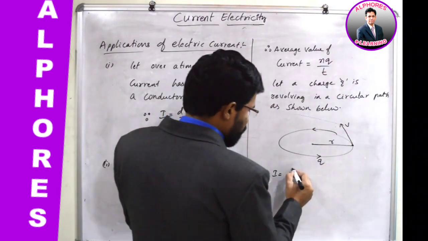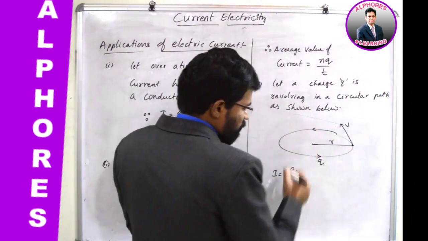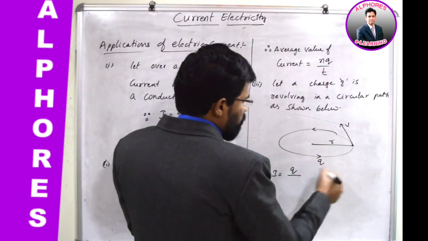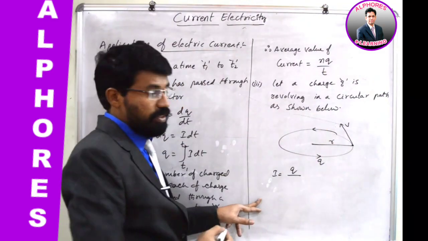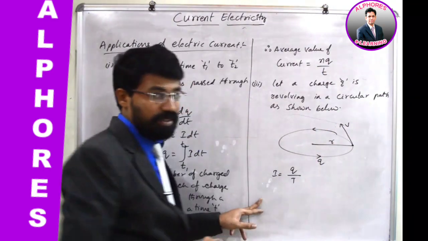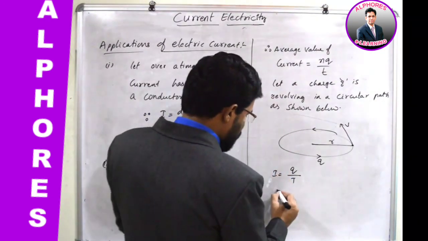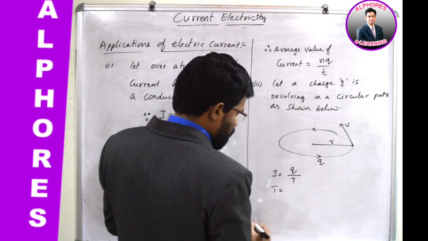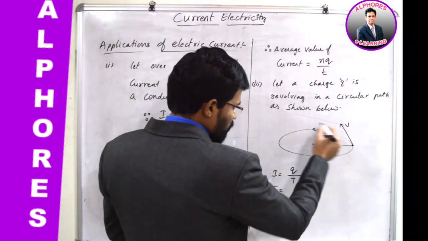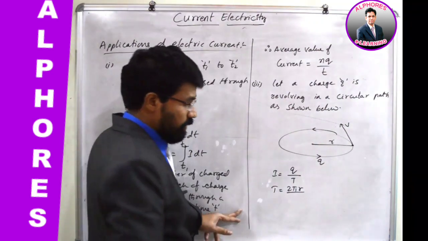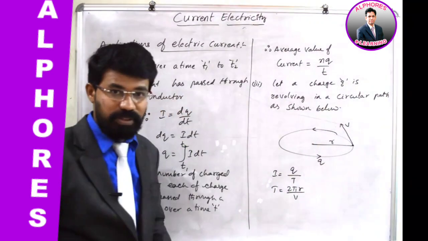Current I is equal to, how much is the charge revolving in the circular path? Q is the charge revolving in the circular path. To complete one circular path, how much time does it take? It takes a time equal to the time period. What is the time period? Time taken for completing one circular path is called the time period. And how can this time period be expressed? Time period can be expressed as total circumference length 2 pi r divided by velocity. This is how you can express time period, right?